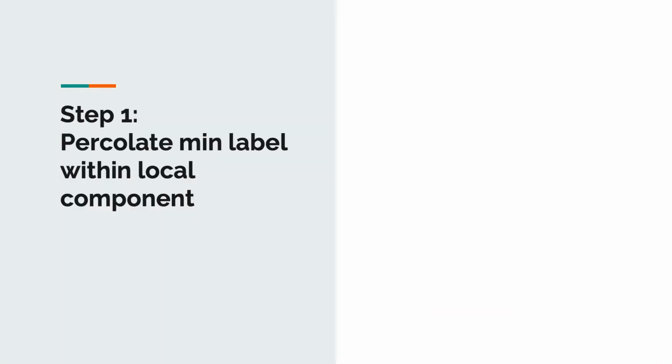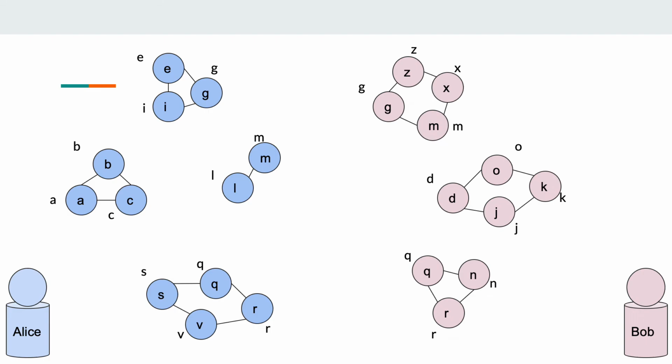In the first step, each party performs a percolation among the vertices in its own local graph. This means that each party looks at the vertices in its own graph and assigns to each distinct component in its graph the minimum label among all vertices in that component. As an example, we can look at the component in Alice's graph that contains vertices A, B, and C, and we can expect that at the end of a percolation step, all of the vertices in that component will have label A.